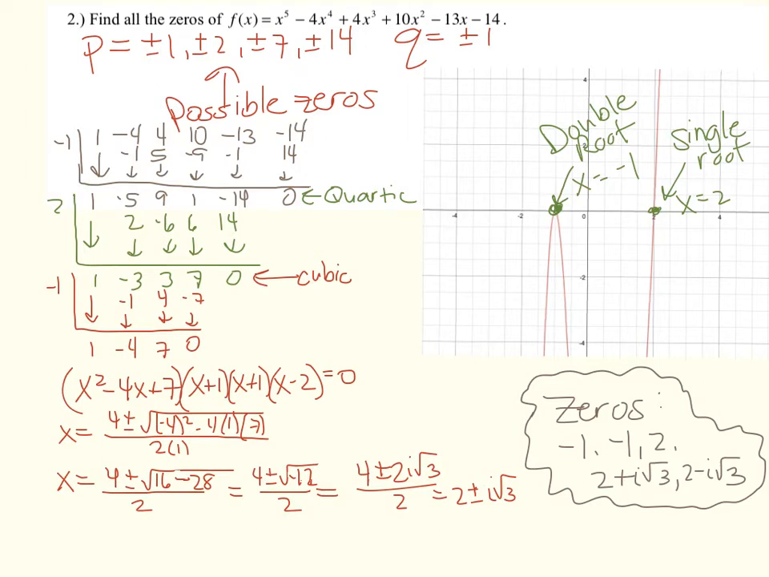So I build my next round of synthetic right off of the last. I don't need this column anymore, so the synthetic gets shorter. And I'm going to try 2 this time. Again, bring down your leading coefficient, nothing happens to it. Multiply, put it under here, add, multiply, add, multiply, add, multiply, add. Remainder of 0 tells me, yep, as the graph showed, that is definitely a 0.